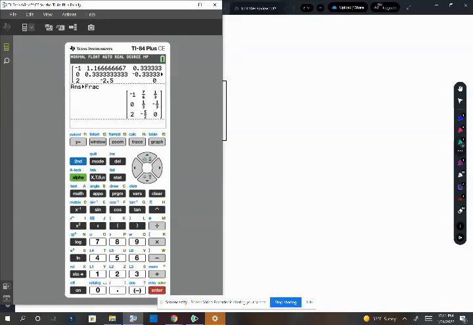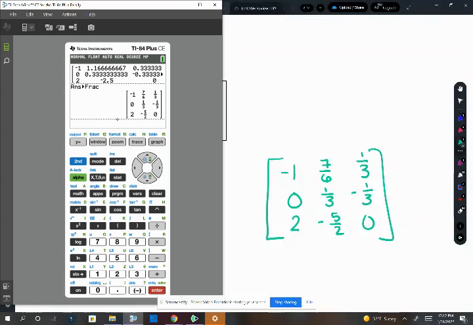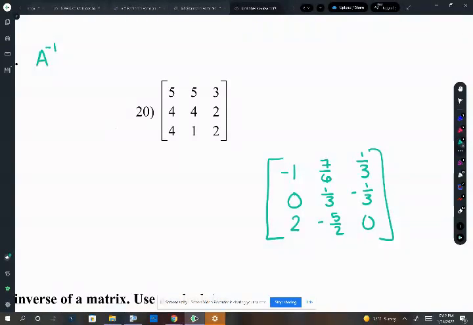All right, so we've got negative 1, 7 6, 1/3, 0, 1/3, negative 1/3, 2, negative 5 half 0. Let's make sure that's what it is. Okay, that's my inverse of the matrix up above, which means if I multiplied these two matrices together, I would get the identity matrix with one straight down the diagonal. Remember, that's what it means.